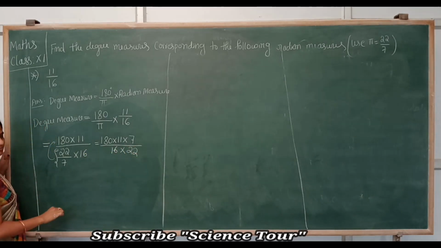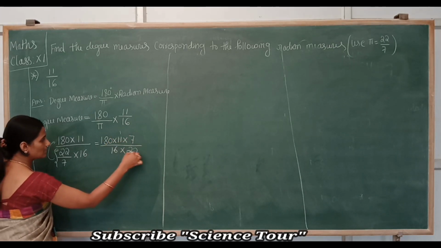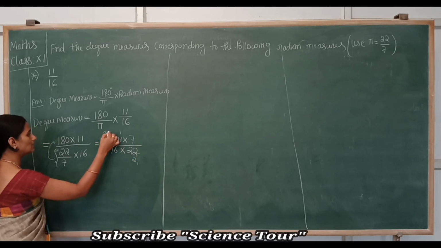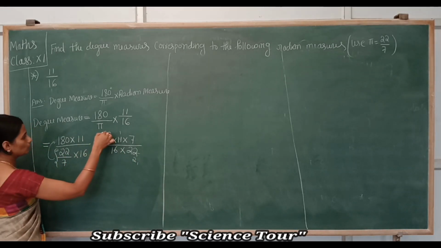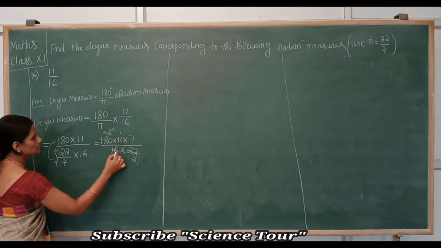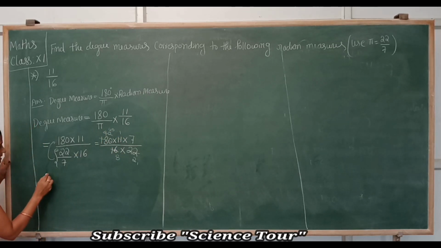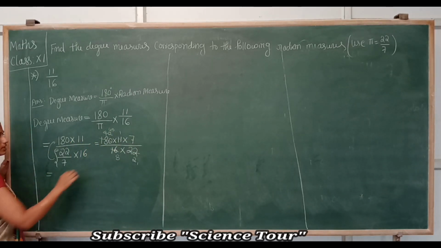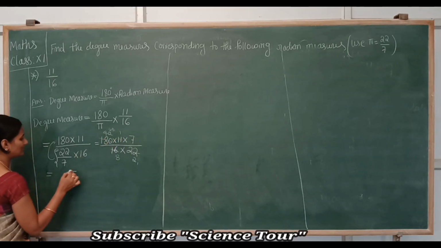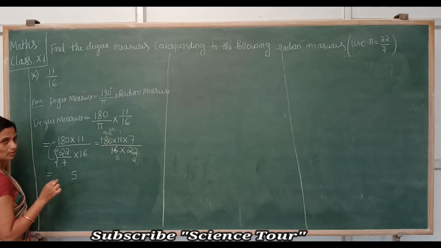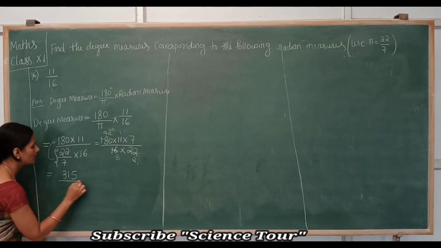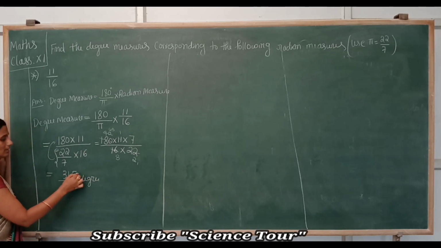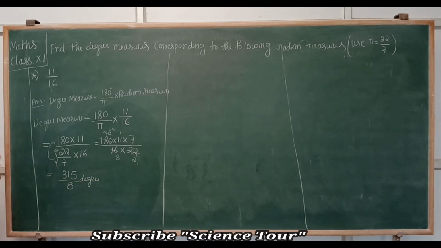Next simplification: 11 ones are 11, 11 twos are 22. Next, 2 ones are 2, 2 nines are 18. Next, 2 fours are 8. So your answer is equal to 45 into 7. Use a calculator and get your answer. 7 fives are 35, 3 remainder. 7 fours are 28, 29, 30, 31. So it is 315 divided by 8 degree, correct?